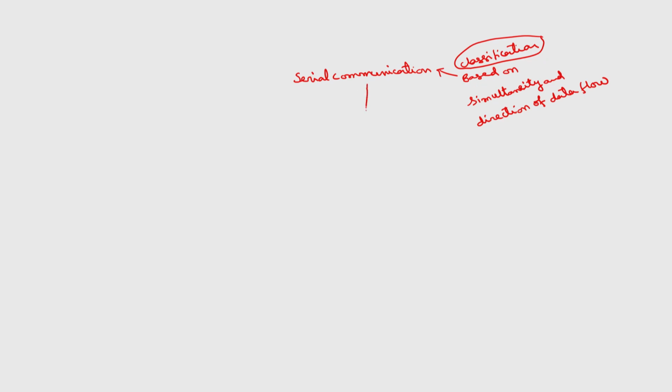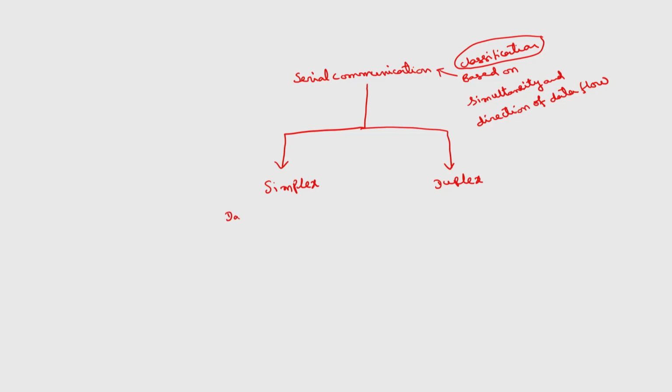So, we have two types of serial communications. One is called simplex and another is called duplex. In case of a simplex, the data transmission takes place in only one way. Data is transmitted in only one direction.